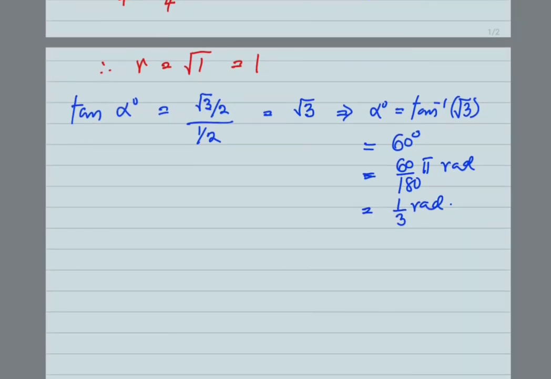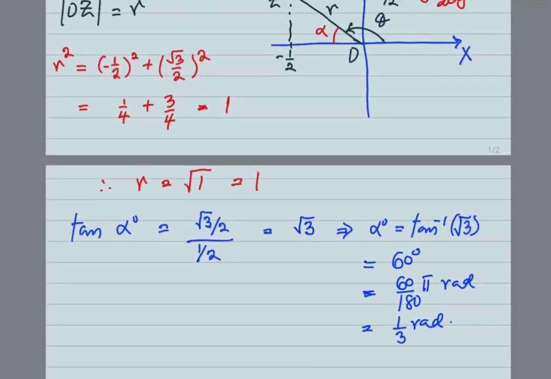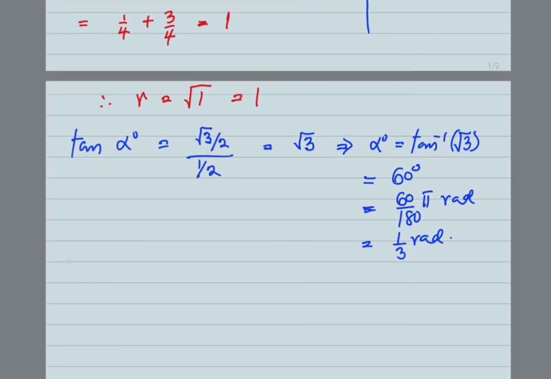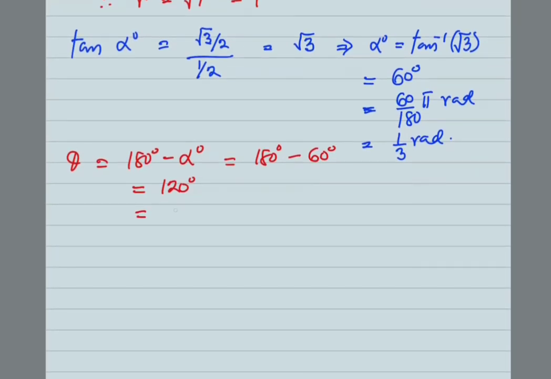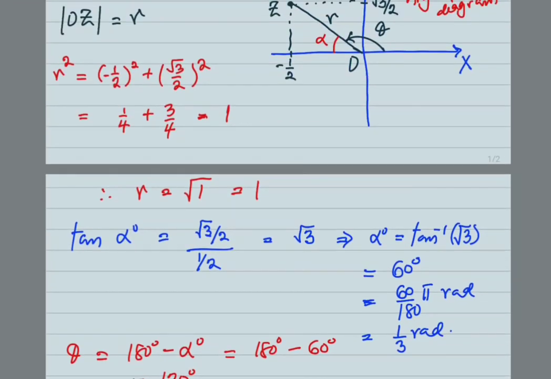Now, my required angle, that is theta. Theta will now be 180 degrees minus alpha, which is 180 degrees minus 60 degrees, and that is equal to 120 degrees. And 120 degrees will now be 120 divided by 180 pi rad, and that is equal to 2 over 3 pi rad.